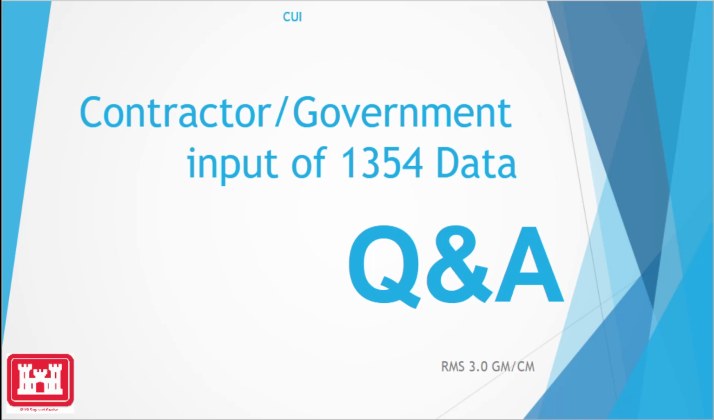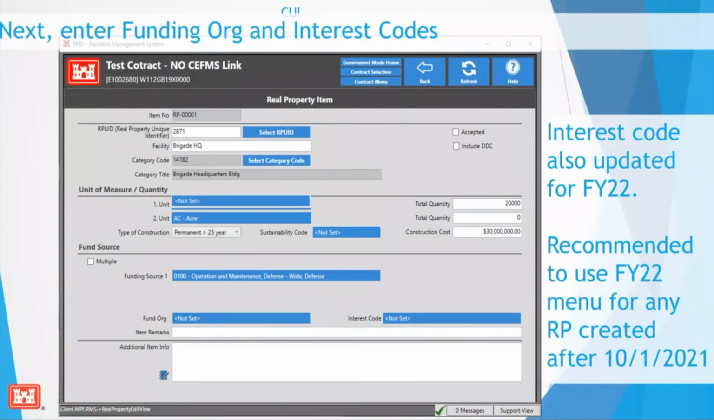What things specifically the COR may have to do to accept, or I see there's include DD there. Touch on that a little bit. Once the contractor has completed entering all the information for the real property ID, the facility, the CAT code, the units, and the total cost, and has selected the submit for government approval, the COR would then come into this screen here, and at the upper right would check the box marked accepted.